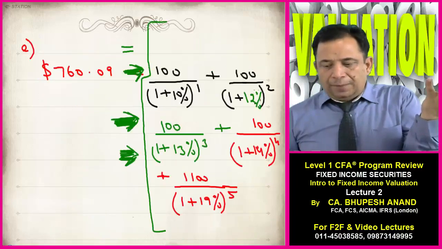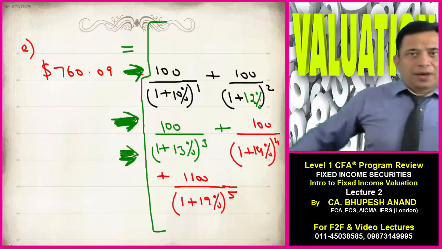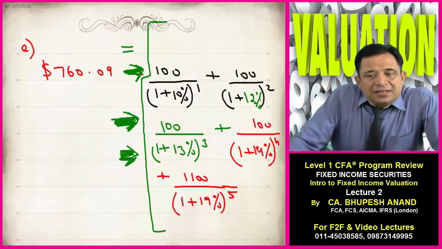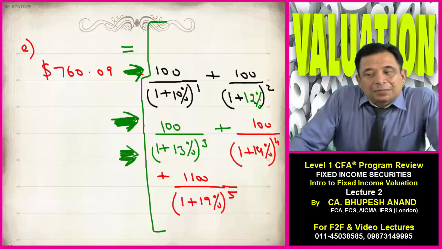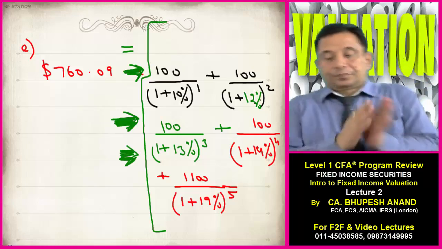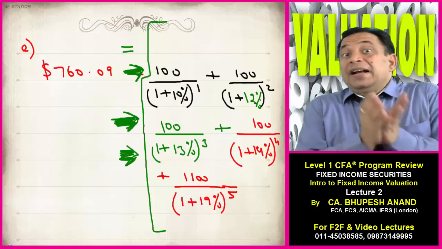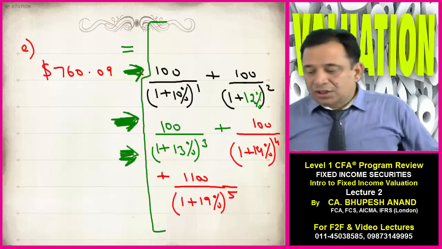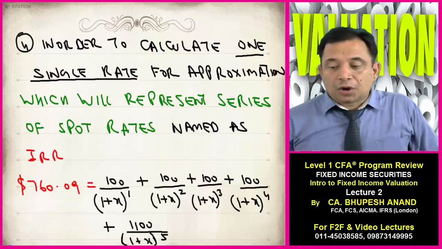So the main point is this equation which I have prepared for you. 760.09 is the value of the bond if these are the spot rates: 10% for the first year, 12% for the second year, 13% for the third year, 14% for the fourth year, and 19% for the fifth year. It means depending upon the maturity, we have different interest rates. So in case of a zero coupon bond, we will be using the spot rates.